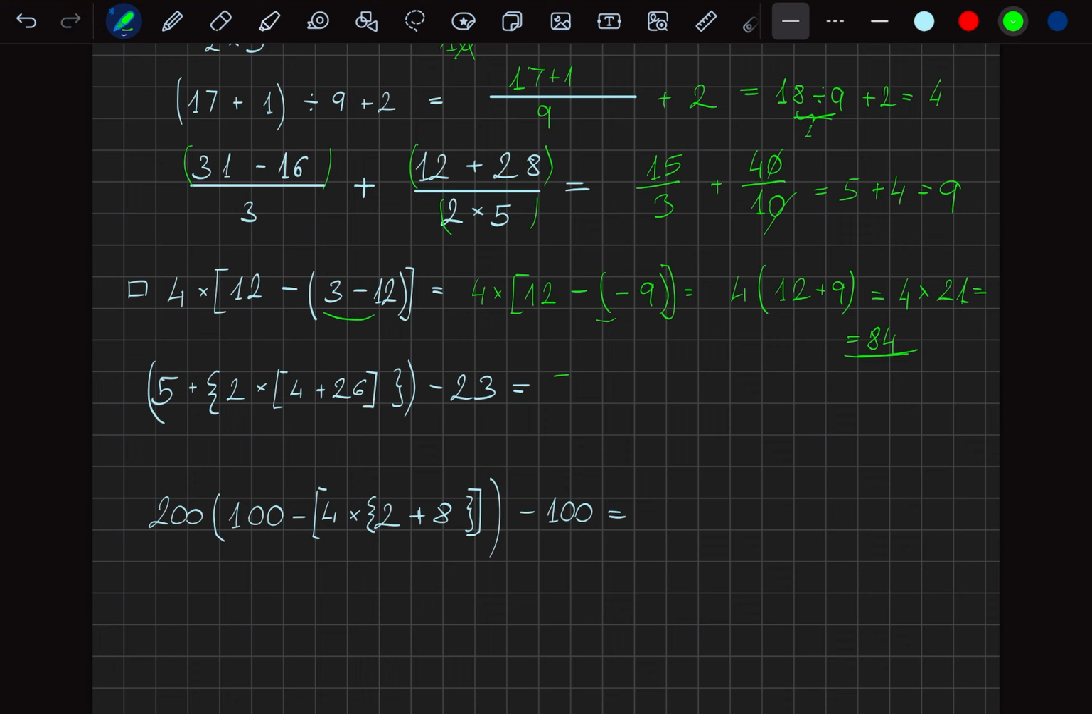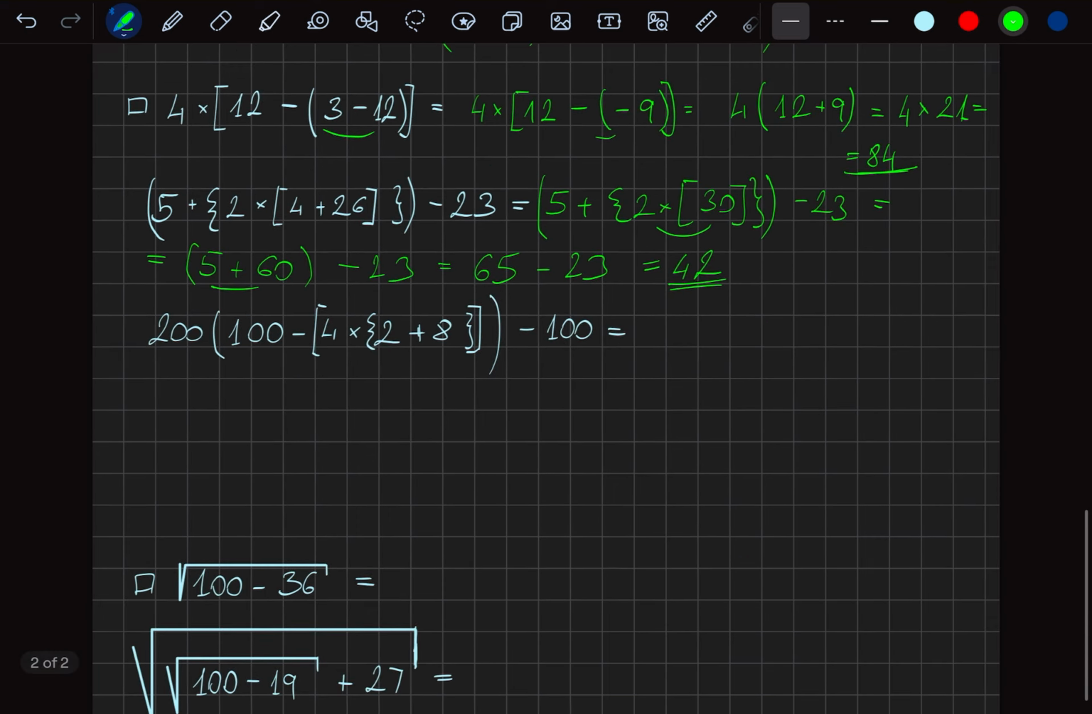We have another one, okay, so 5 plus 2 times 4 plus 26, it's 40. Minus 23 equal, I will continue here. 5 plus 60, okay, so I open this bracket, minus 23. 65 minus 23, I just subtract them, and it will be 42.